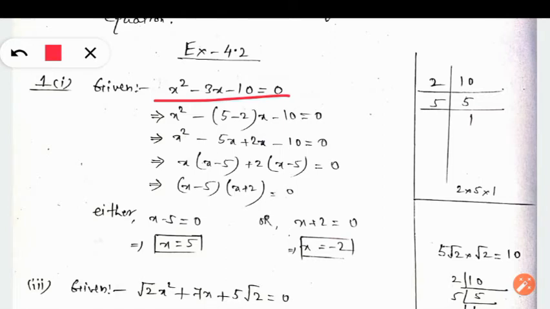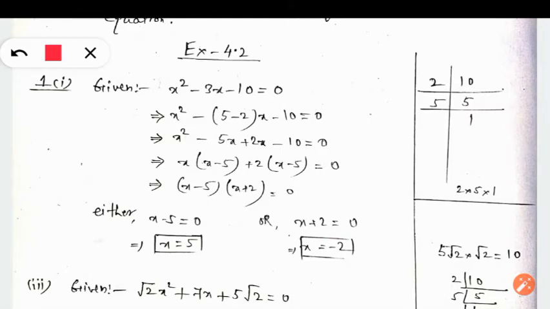What is the method to find middle terms? First we need to multiply the coefficient of x square with the constant term. What is the coefficient of x square here? It is 1, I think. When we multiply it with the constant term, which is 10 here, we will get 10. 1 into 10 gives you 10.